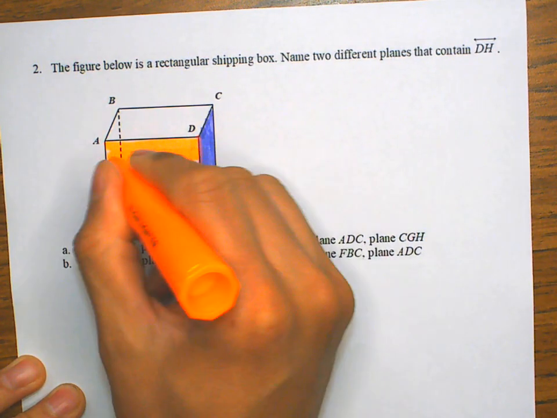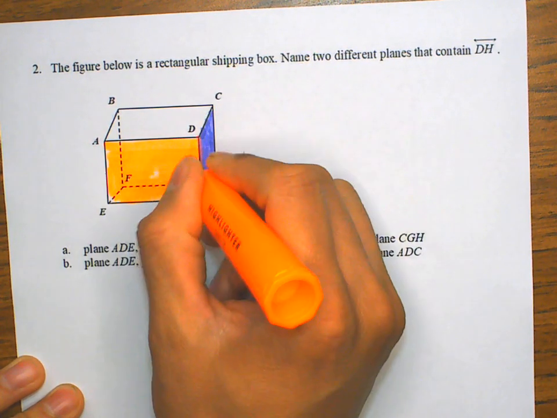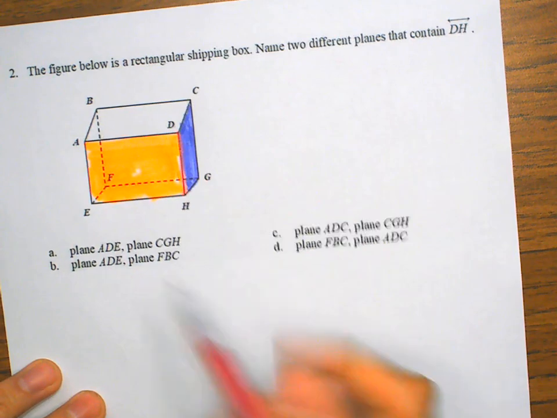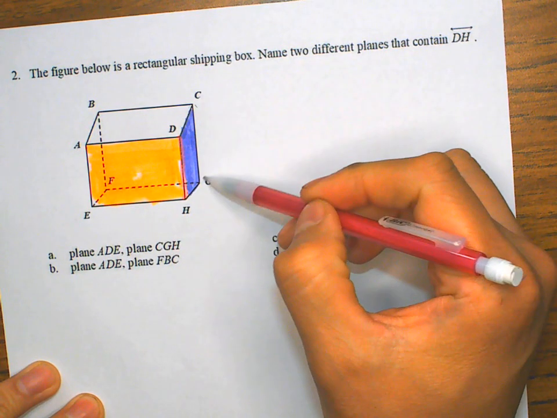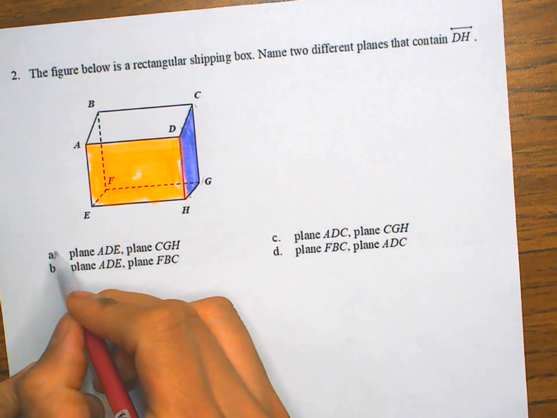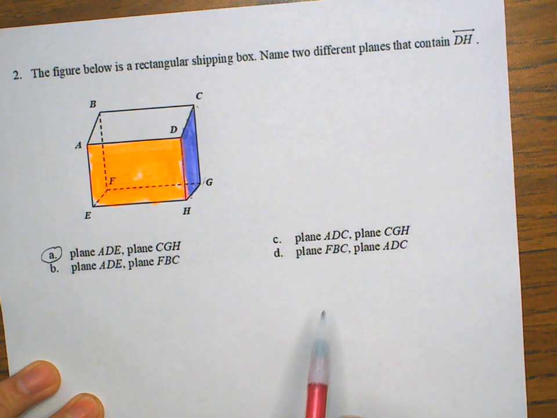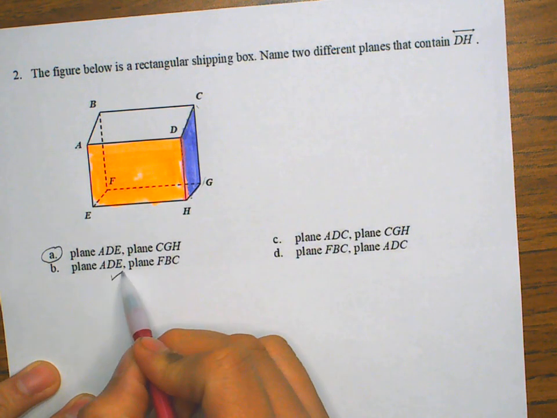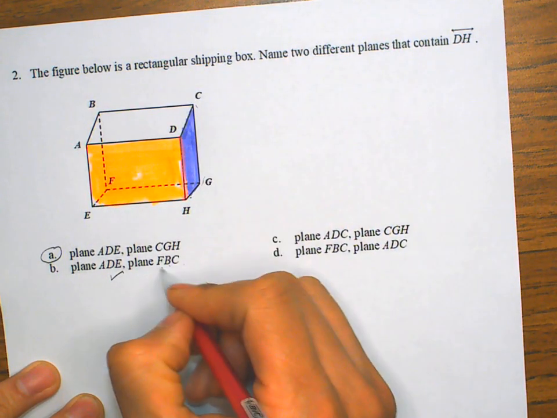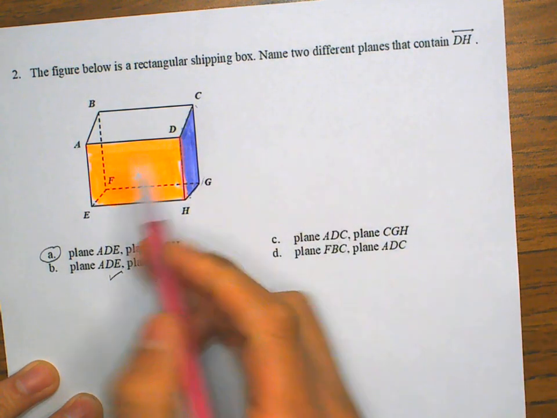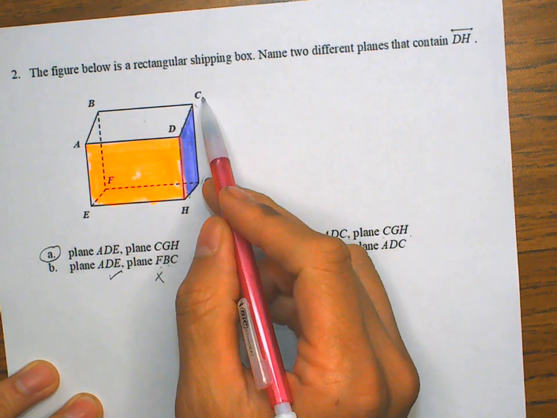So what we need to do is name that plane. I can call it plane ADE and plane CGH, which happens to be this one. Now, if I go through the other ones, I can see that they're not going to be true. So ADE, that one is good, but FBC, that's the back plane, so that's not true. ADC, that's the top plane, and CGH, that's this one.